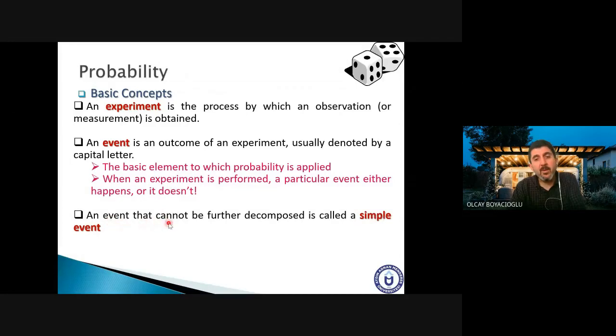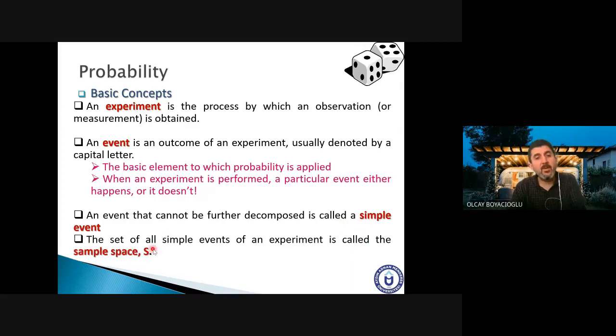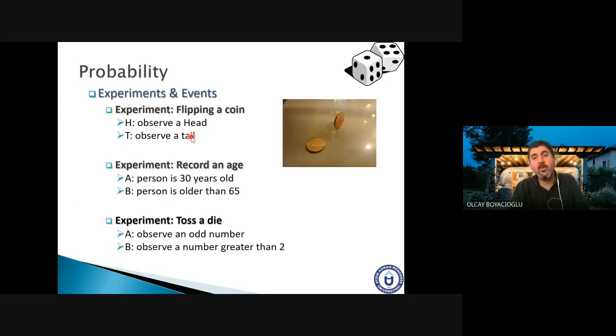An event that cannot be further decomposed is called a simple event. Okay? Daha küçük parçalara ayrılamayan bir olaya, yani o olayı daha küçük parçalara ayıramıyorsan bu olaya biz basit olay diyoruz. Okay? Basit olay. The set of all simple events of an experiment is called the sample space, and we denote it by capital S. Okay, sample space. So that means every single possible outcome is listed in the sample space. Correct?